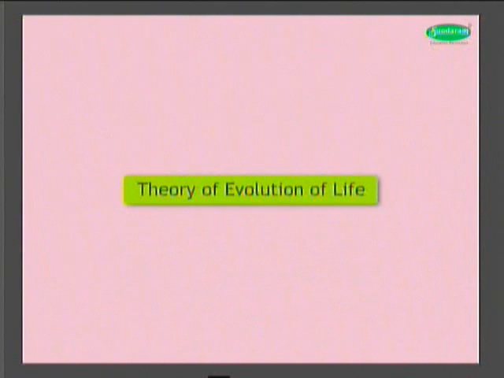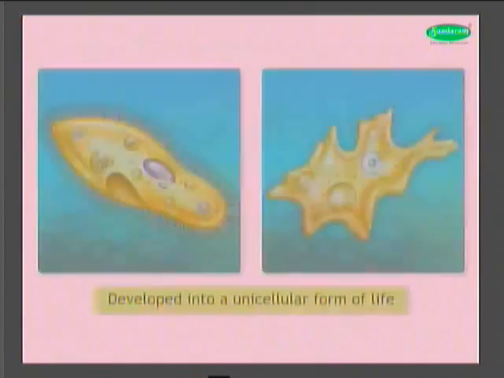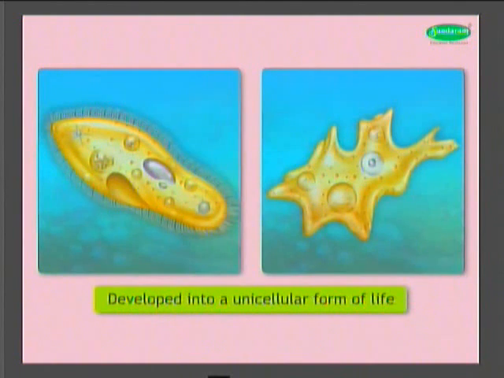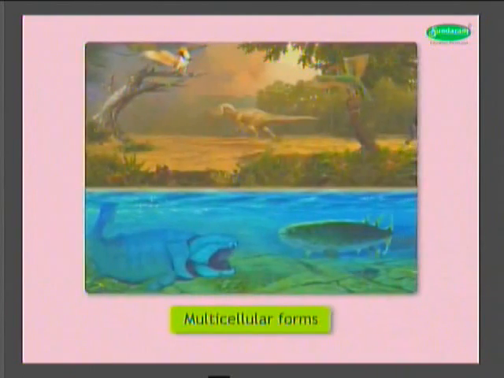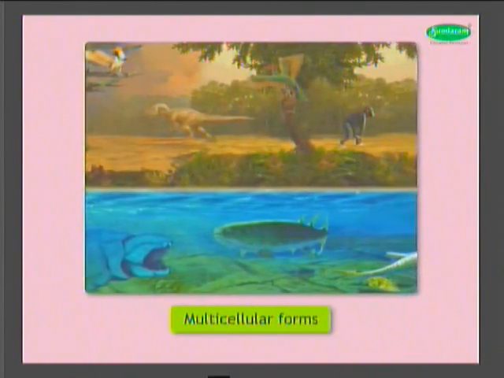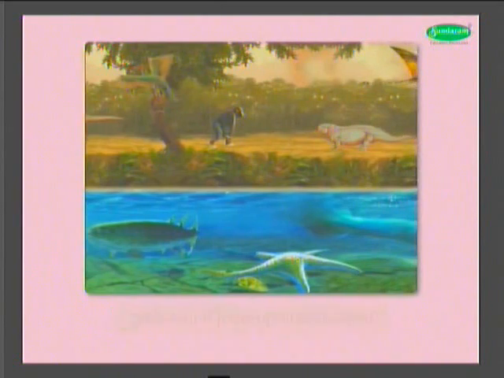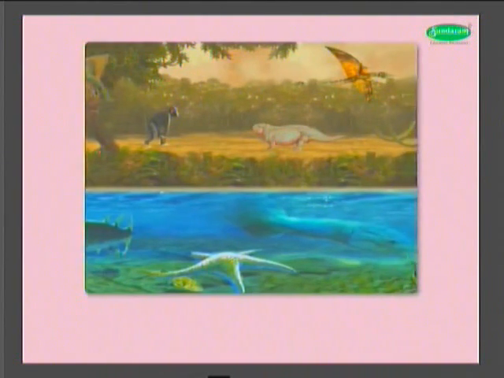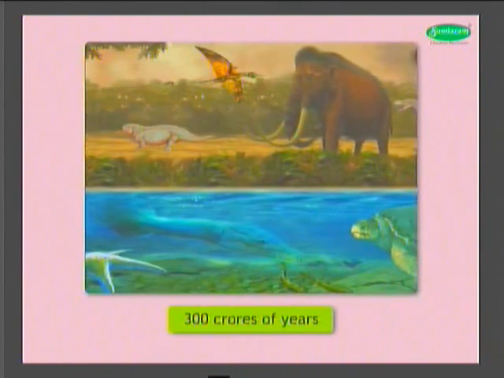Theory of evolution of life. According to the above-mentioned theory, a life substance appeared on the earth in the seawater. During course of time, this living substance developed into a unicellular form of life. Then some gradual and orderly changes took place in this unicellular form, and it developed into multicellular forms of greater and greater complexity. Then behavioral patterns also gradually underwent many changes. These changes were very slow and sequential. It took a prolonged period of nearly 300 crores of years.